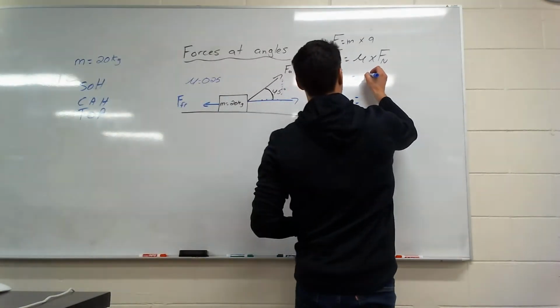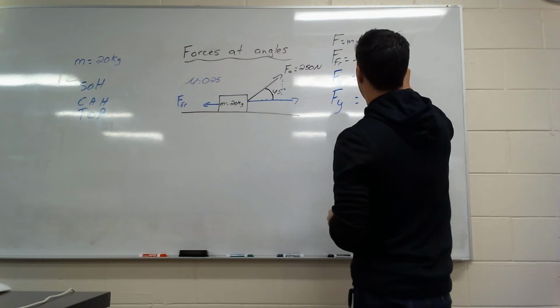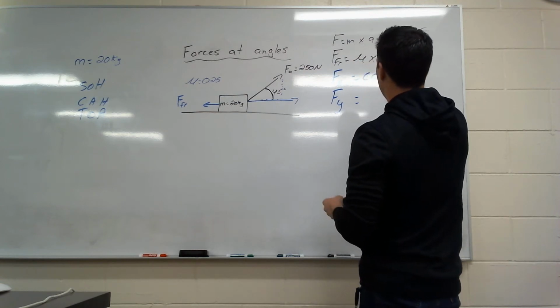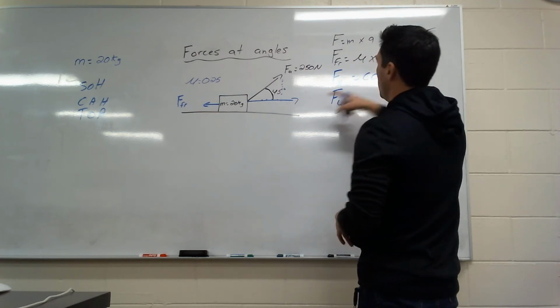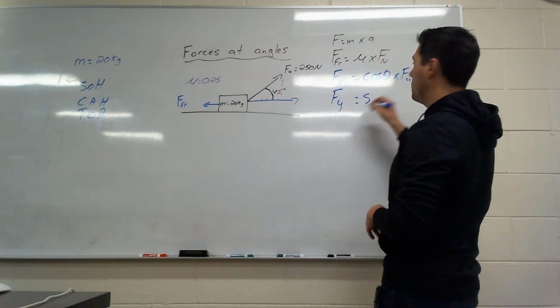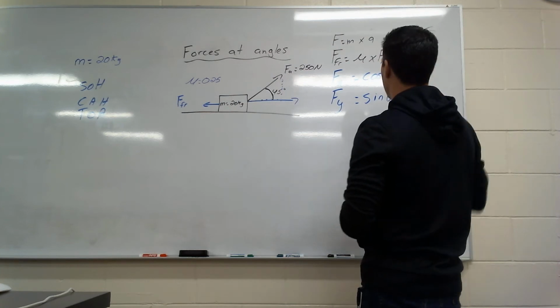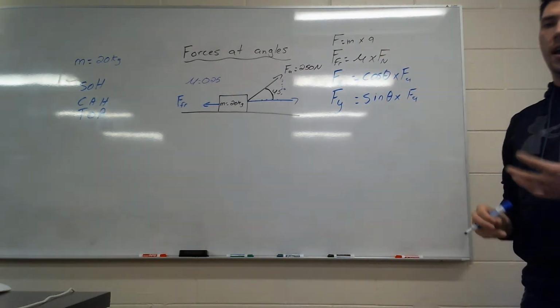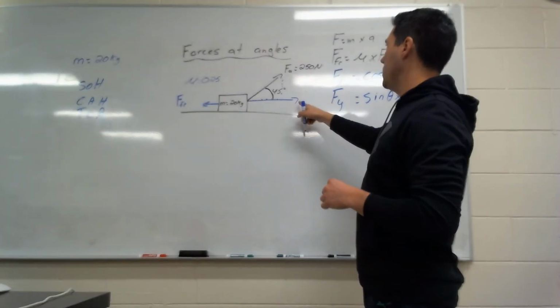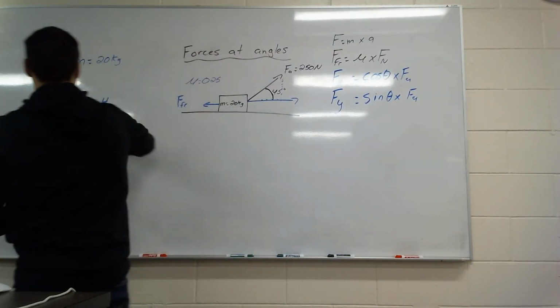So for x, and this will be in your notes and on the formula sheet that I put up there, it's cos of the angle times force applied. This is the opposite side, so we have sine. So for Fy, it'll be sine theta times force applied. So let's actually find what force x would be and what force y would be. And I'm going to put that information over here.